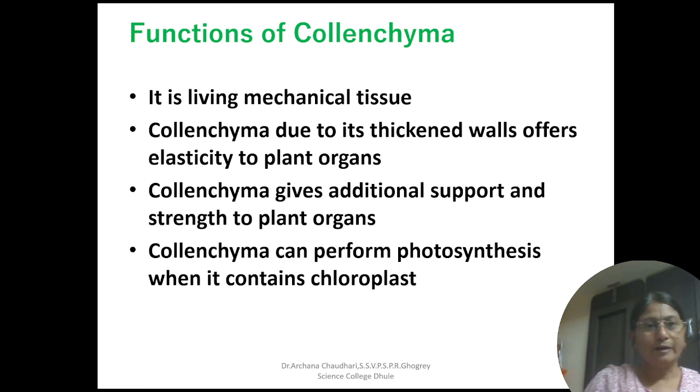Functions of collenchyma. It is a living mechanical tissue. Collenchyma, due to its thickened wall, offers elasticity to the plant organ. It makes the plant organ more flexible. The collenchyma gives additional support and strength to the plant organs. Collenchyma can perform photosynthesis when it contains chloroplast.